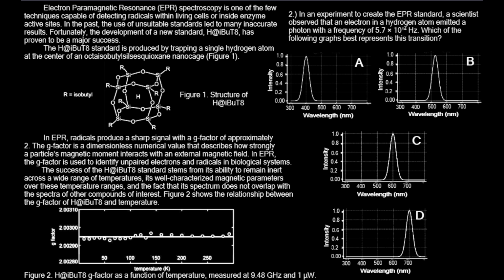Here's question number 2. In an experiment to create the EPR standard, a scientist observed that an electron in a hydrogen atom emitted a photon with a frequency of 5.7 times 10 to the 14 hertz. Which of the following graphs best represents this transition?